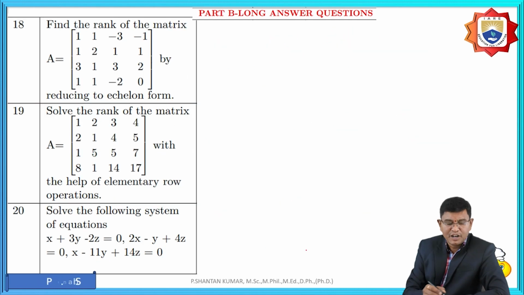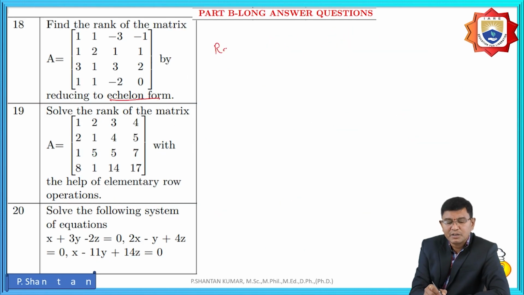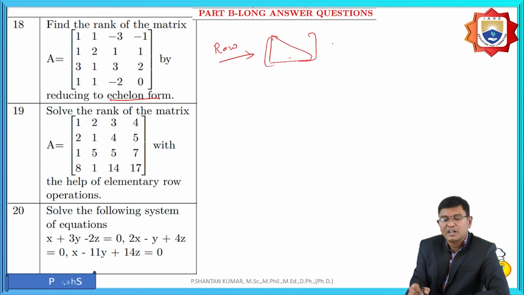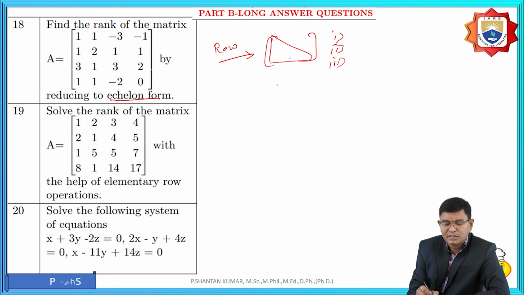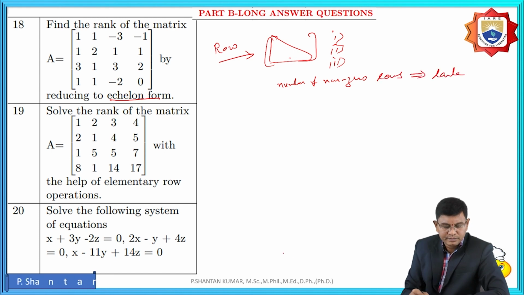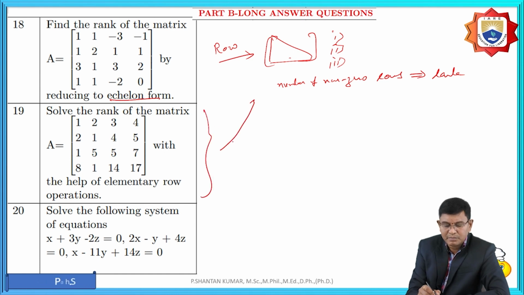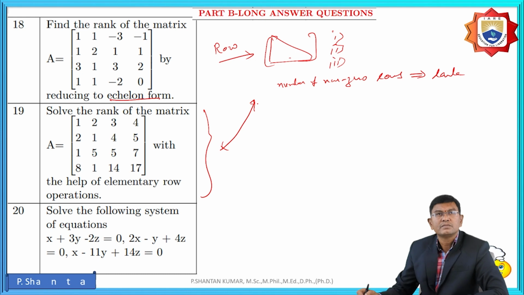Next, the echelon form. Echelon form is obtained by row operations only. The matrix is reduced to an upper triangular matrix, with first condition, second condition, third condition. Based upon that, the number of non-zero rows is equal to the rank of the matrix. The next one also has the same conditions; the 18th and 19th questions are the same.